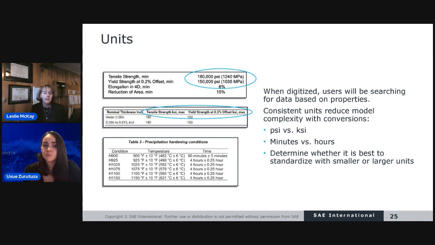I also noticed the same thing with time, and there's probably other examples as well, but I thought these were pretty simple. Sometimes time is reported in minutes, sometimes it's reported in hours. It's the same with the data ranges. It's not that one way is better than the other, but you need to be consistent and standardize on one way that you want to communicate units, go with that, and make sure it's consistent within the standard and from standard to standard.